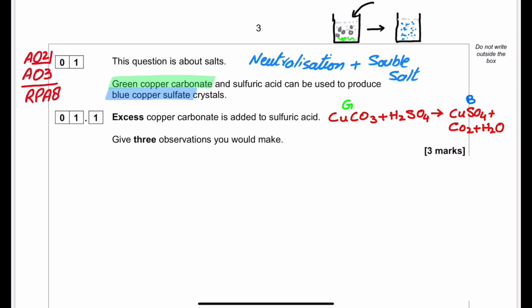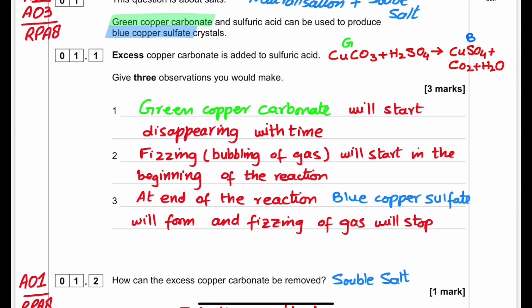So as a result of the neutralization reaction, we know that we will get a soluble salt, which is copper sulfate. We will get carbon dioxide and water. Let's see the model answer. Green copper carbonate will start disappearing with time. Fizzing or bubbling of the gas, which is carbon dioxide, will start in the beginning of the reaction. At the end of the reaction, blue copper sulfate will form and fizzing of the gas will stop.